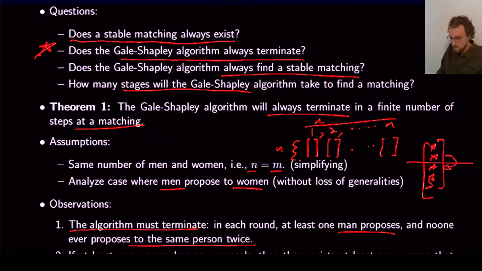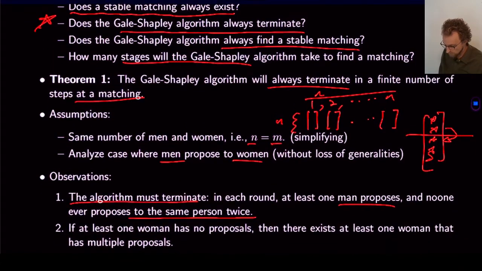All we do is say, there's a thing that has to happen every round, and there's only finitely many of those things that can happen. So we terminate. So now let's think about how we would argue that when the algorithm terminates, it terminates at a matching. Well, let's think about what it would mean to terminate at not a matching.